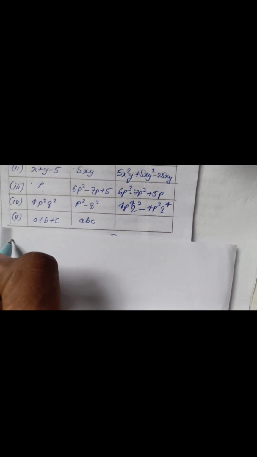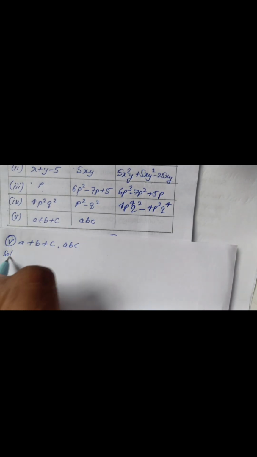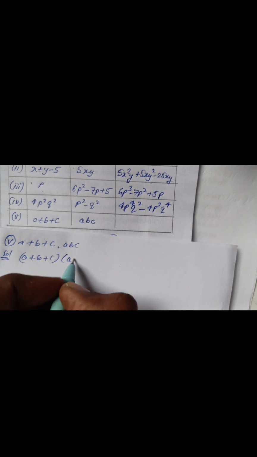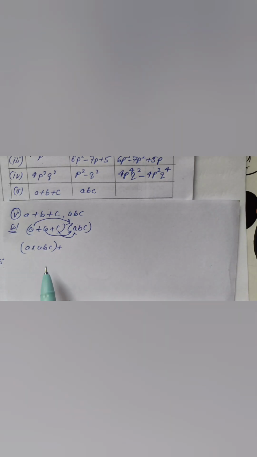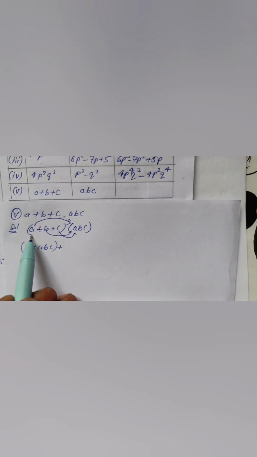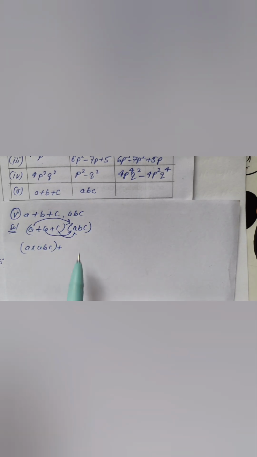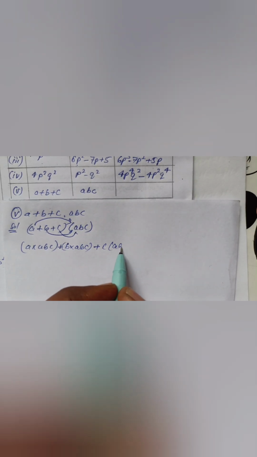Now last and final, we will solve. a plus b plus c, times abc. So we have to multiply a with this entire term, b with this entire term, and c with this. So here when we multiply, a into abc, plus as it is, b into abc, and plus as it is, c into abc.